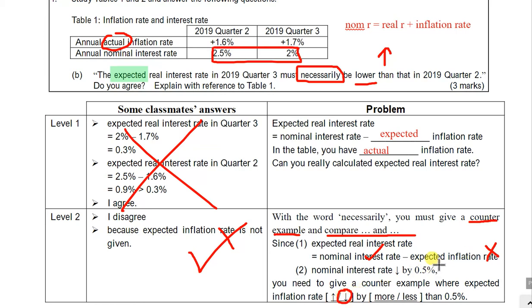And because you want a counterexample so that finally the real interest rate becomes larger, that means the drop in the expected inflation rate should be much larger than the drop in the nominal interest rate, such that the real interest rate finally increases. And that's why in your answer, you should give me this counterexample and tell me that if the expected inflation rate decreases more than the nominal interest rate, then finally the real interest rate could become higher in quarter 3 than in quarter 2. And that's why you can answer no to question 4, boy.